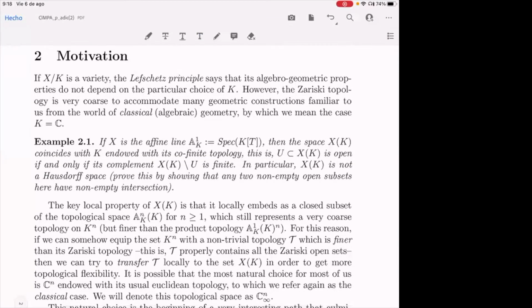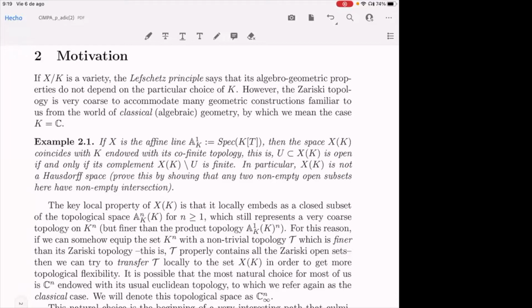So the motivation, as I said, I want to introduce this not as a technical subject, but as a philosophical subject. If you take a variety over a field which is algebraically closed and of characteristic zero, the Lefschetz principle, if you don't know what this means, says roughly speaking that the algebraic geometry of this object is independent of the field that you may consider as base field.